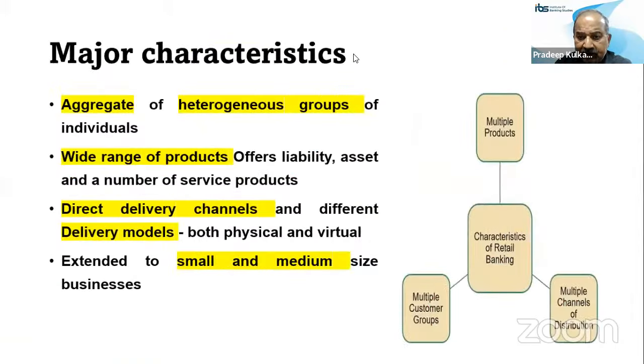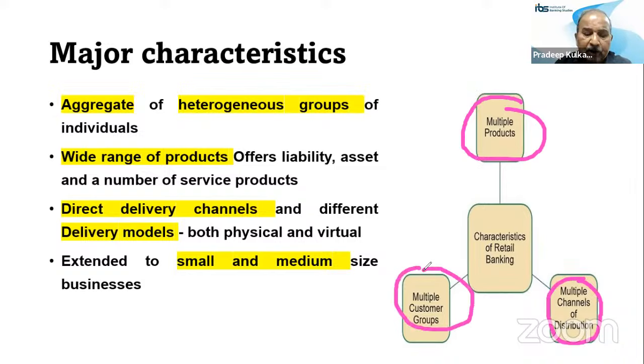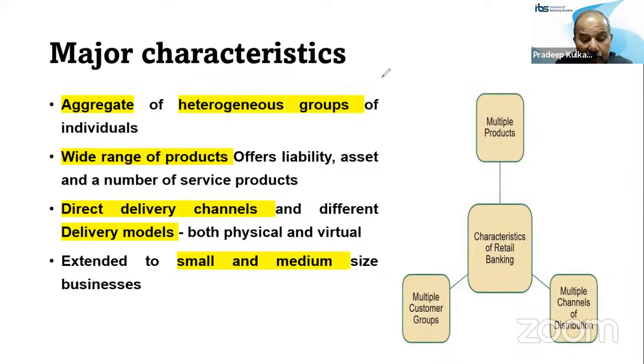And thereafter, you can see a significant part is because of these aspects: there are multiple products on offering, multiple channels of distribution, and multiple client groups. Within the client groups, you can see they may range from professionals to employees, public sector employees to private sector employees. Like that, within the customer, there are multiple segments of the customer.